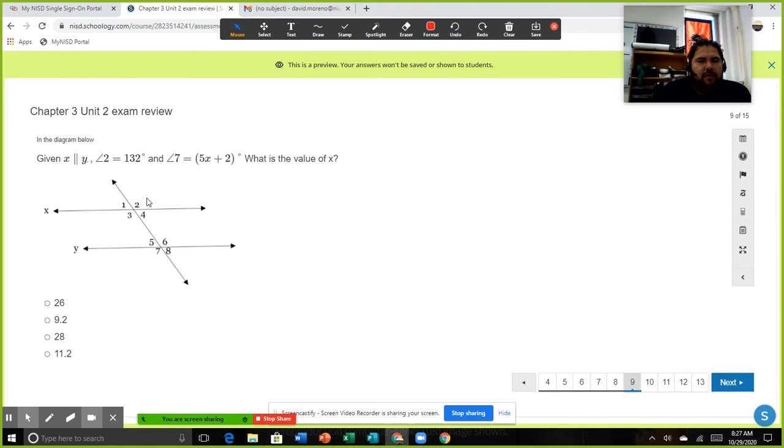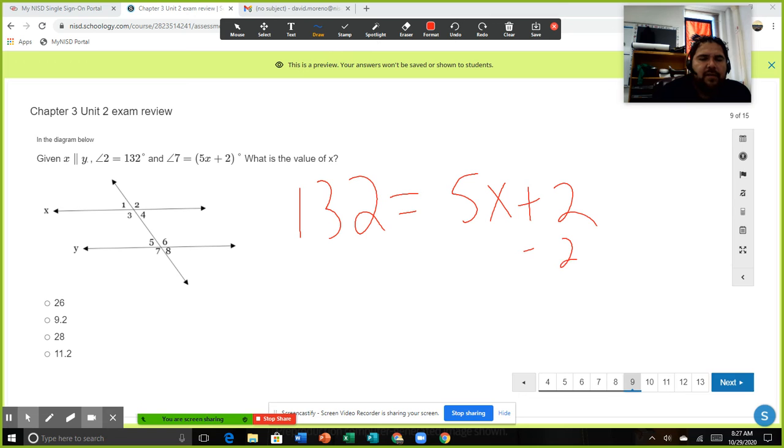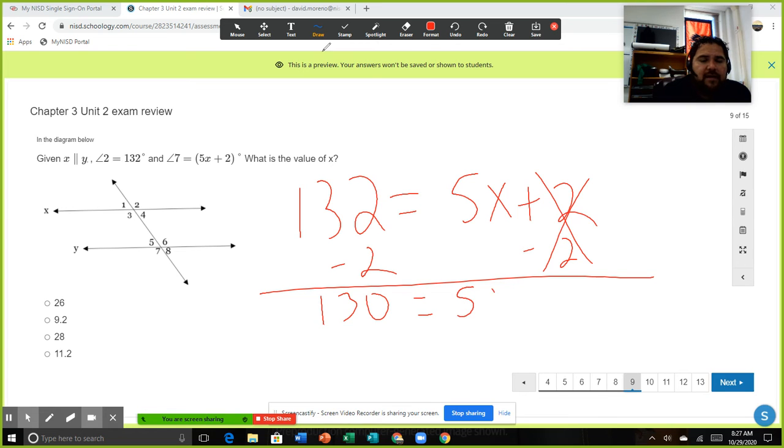Basically, we're just solving for x. Now, we know the setup, right? We know they're congruent based on the last question that we just said. So 132 equals 5x plus 2. Subtract 2 from both sides. Okay, we get 130 is equal to 5x. Divide both sides by 5. Okay, 130 divided by 5, I believe is what? 26. Yep, 26. All right.